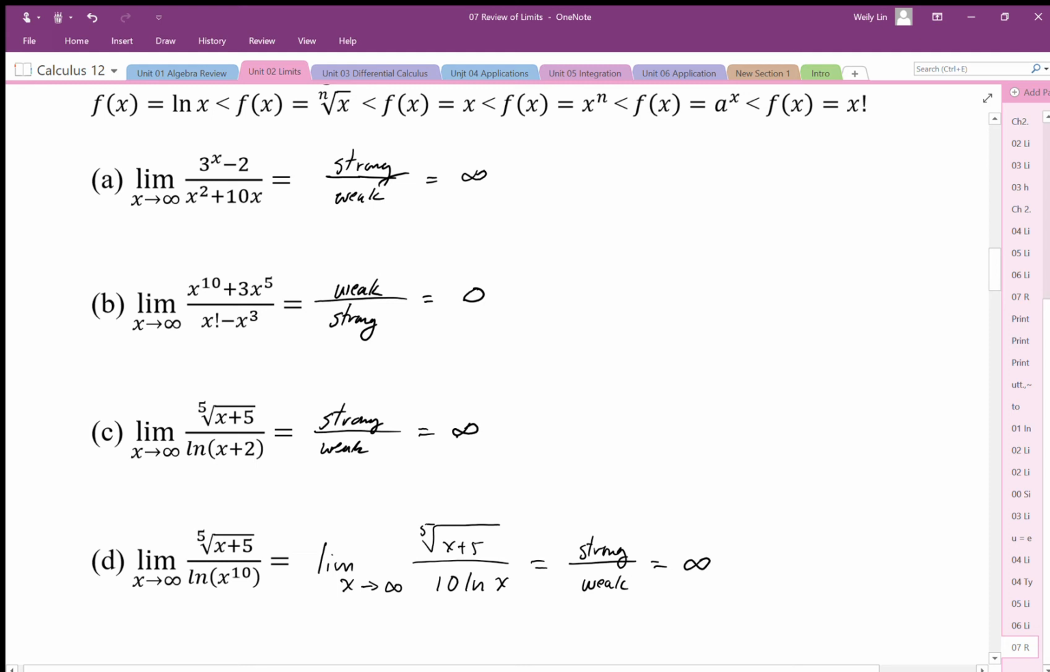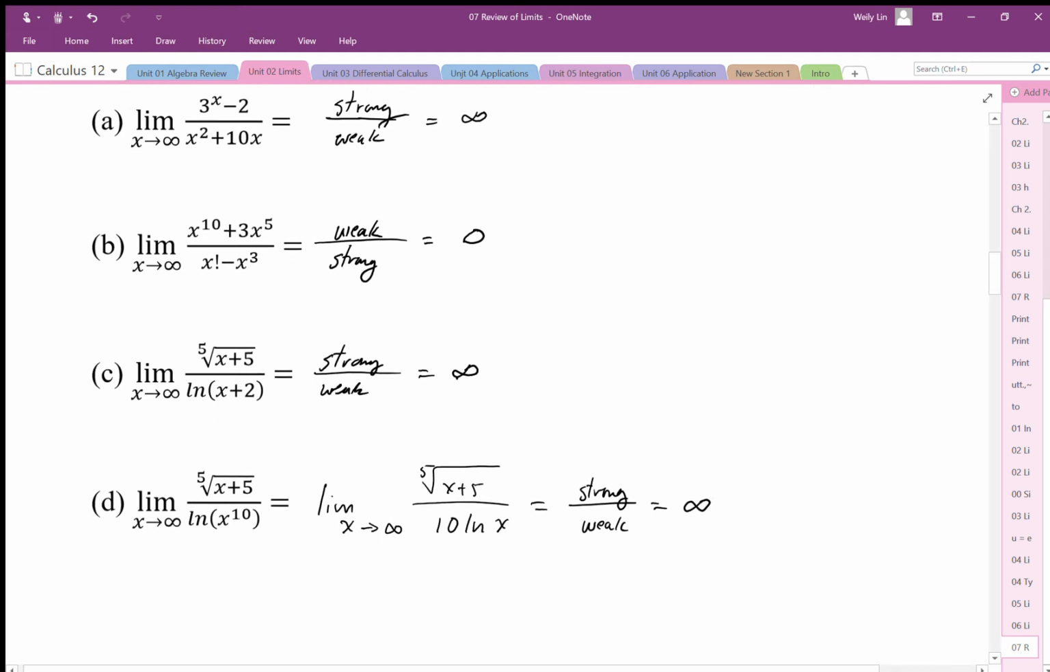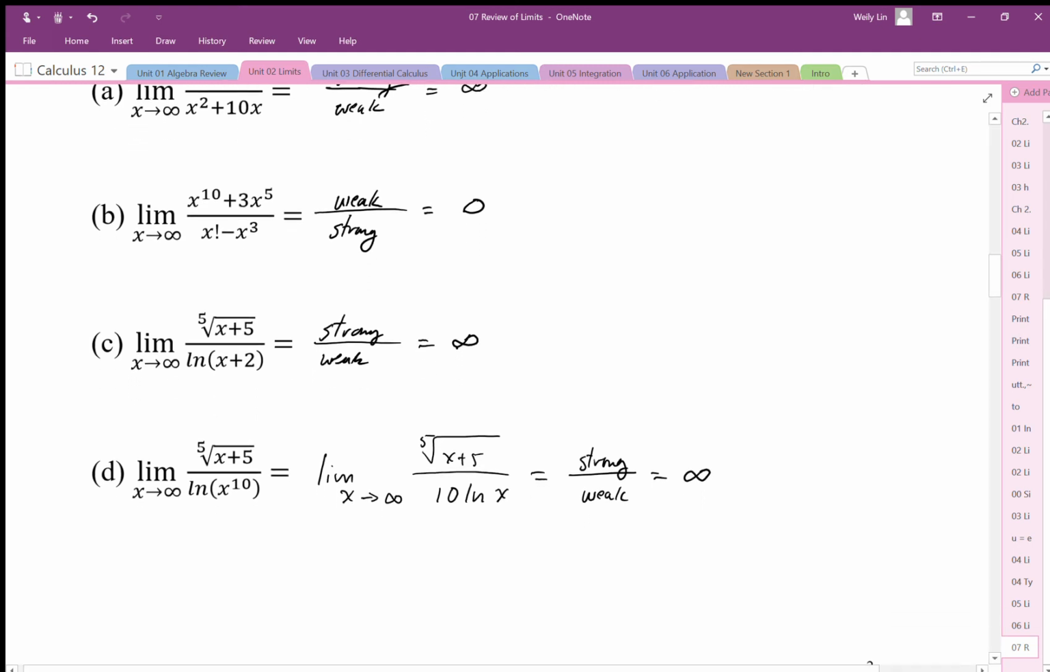And again, I do encourage you guys to check these on graphs. You should be checking these on graphs just so that you get a sense of how this works. You can check your answers for one thing, and then you can also get a sense of how these limits work. And having a sense of limits is very useful.